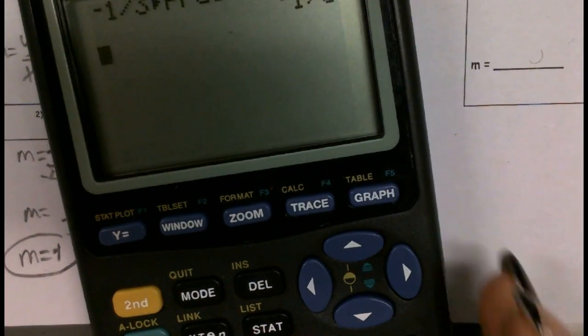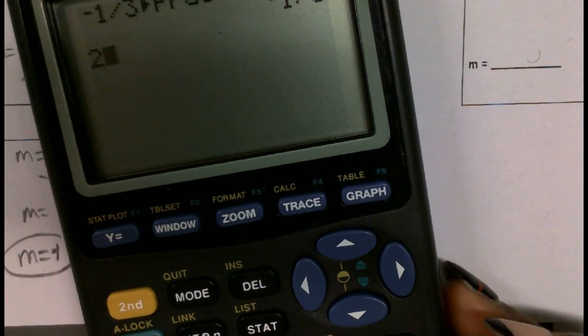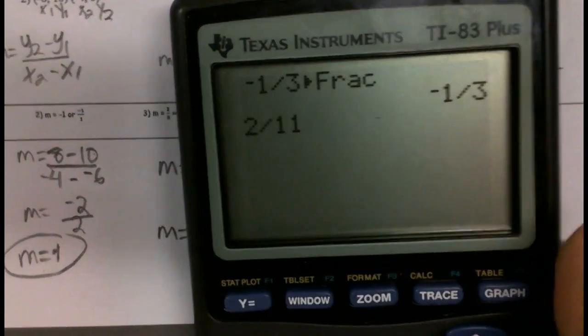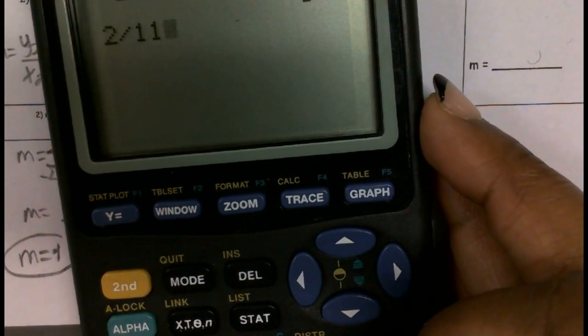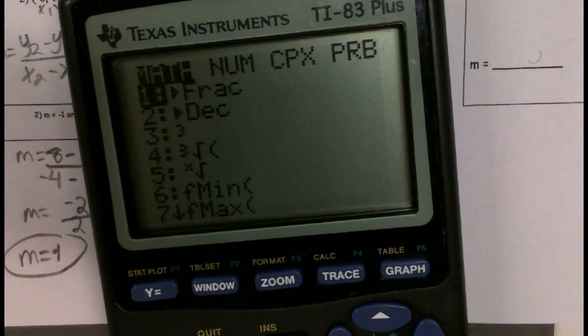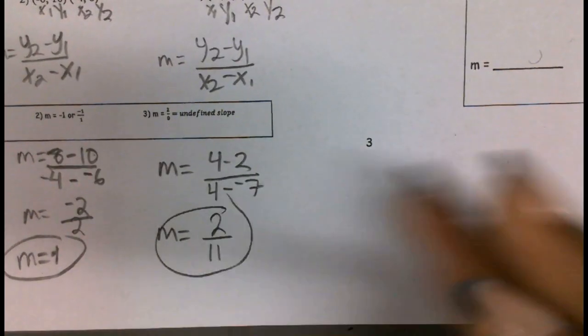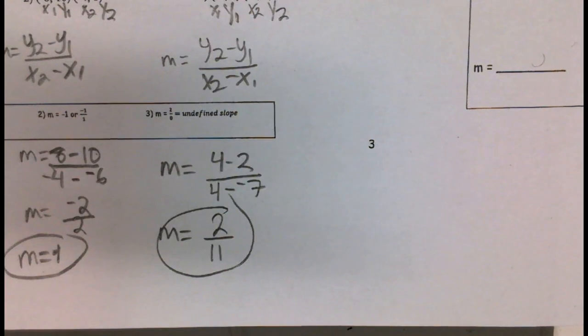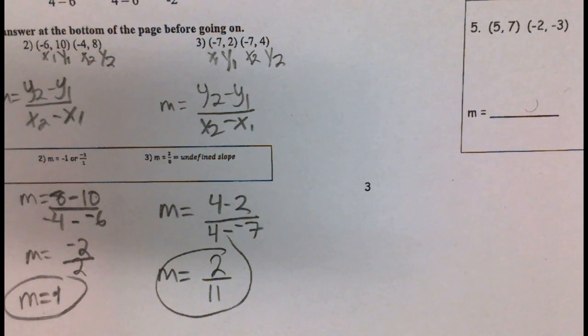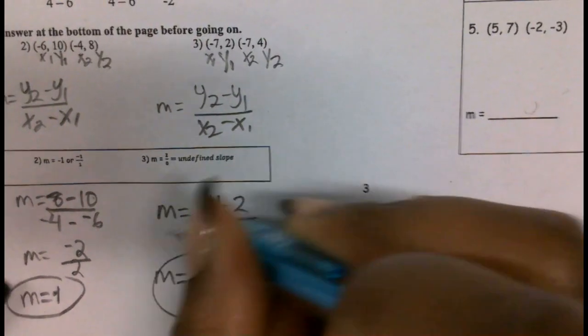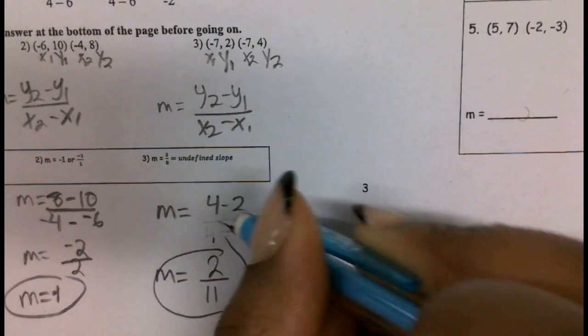Remember, that's going to be 2 divided by 11. It's already reduced, but just to check it, 2 divided by 11. Press math and then enter 2 times. It is already reduced. Questions? Yes. Oh, sorry, -7. My bad. -7.